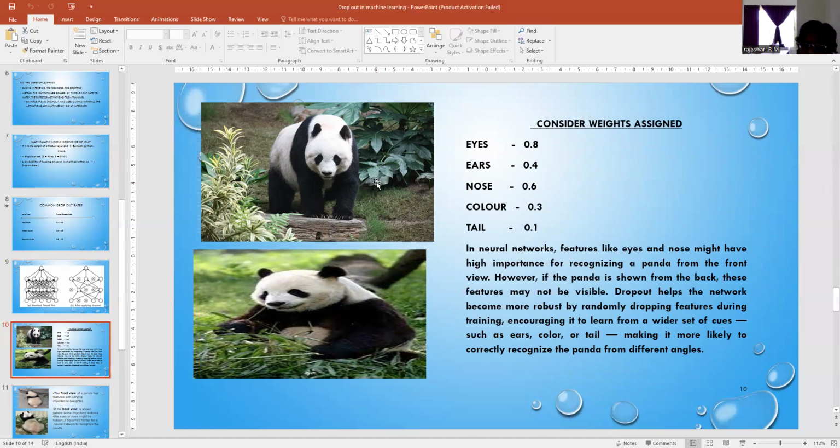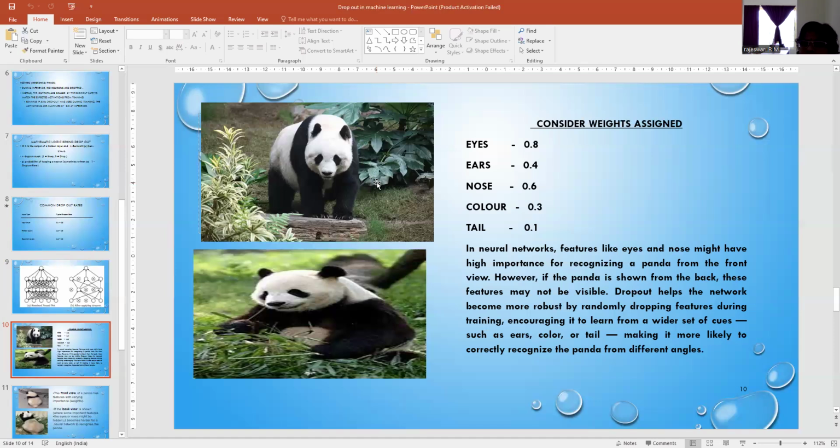Here the eyes have a greater weightage of 0.8. Ears are 0.4, nose is 0.6, color is 0.3 and tail is 0.1. Suppose I show a picture of a panda like this to the machine, then based upon the highest features, if any animal has eyes encircled by black color and surrounded by some white color, it automatically identifies the given picture as the panda.